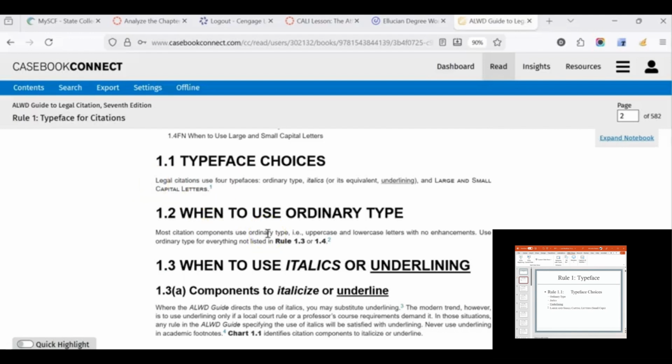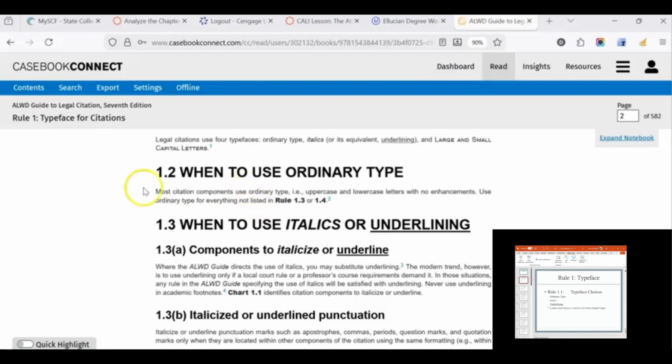1.2 says that most citation components use ordinary type, either in uppercase or lowercase letters with no enhancements. Enhancements means like italicizing or underlining. So if the rule is silent, your default is ordinary type with nothing special on it.